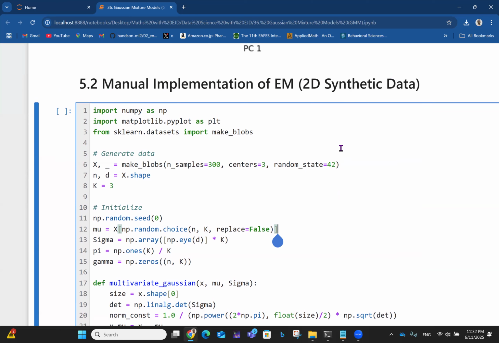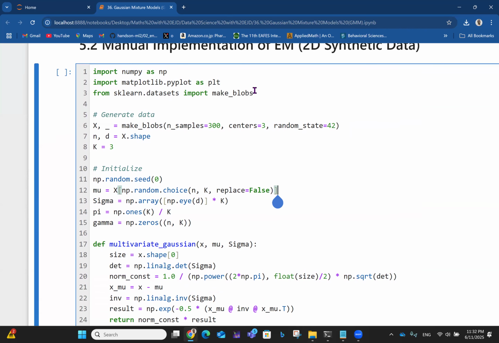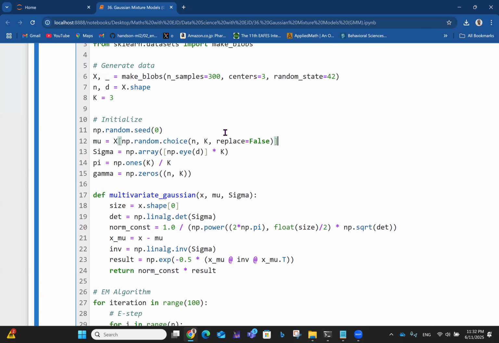So for this now, manual implementation of expectation maximization, using two-dimensional synthetic data. So NumPy, Matplotlib, from the datasets we are making blobs, and then we generate data, and we have this. So initialize, you have random seed, since you're making up the data, right?